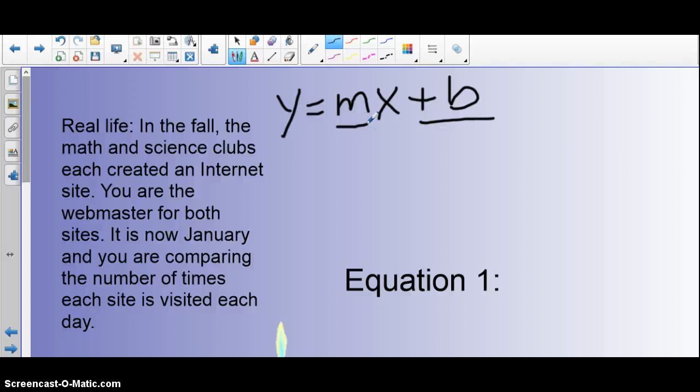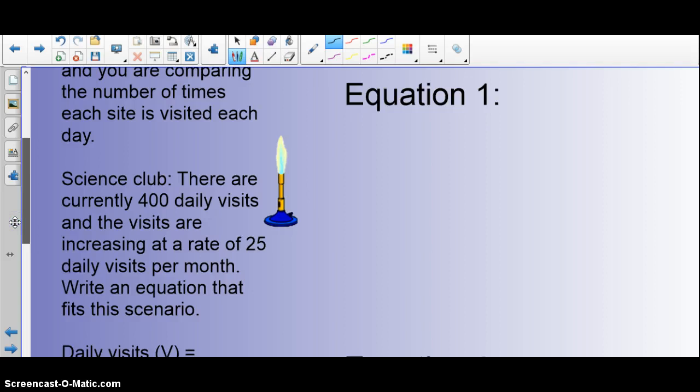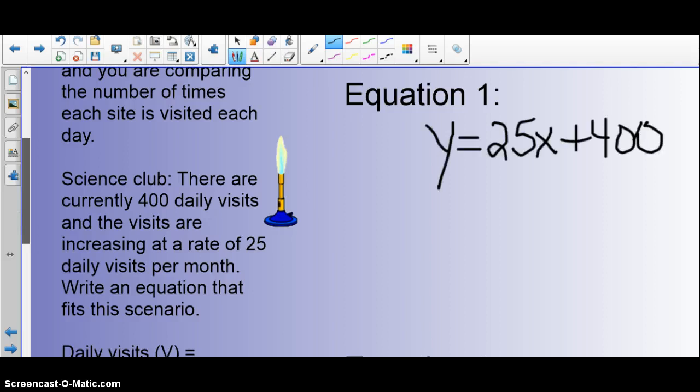So as you're looking at this problem, it says, in the fall, the Math and Science Clubs each created an internet site. You are the webmaster for both sites. It is now January, and you are comparing the number of times each site is visited each day. So I'm going to move this down here, and I'd like you to take a second to read this and create an equation. So we're starting with 400 daily visits. Notice that I have that as my y-intercept, and a rate of 25 daily visits per month, so 25x.